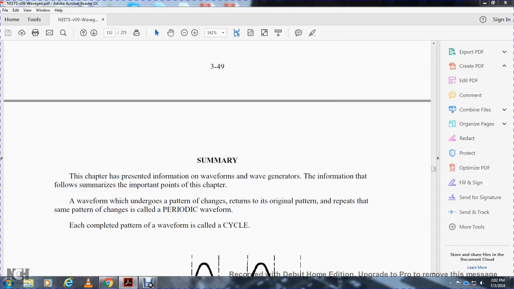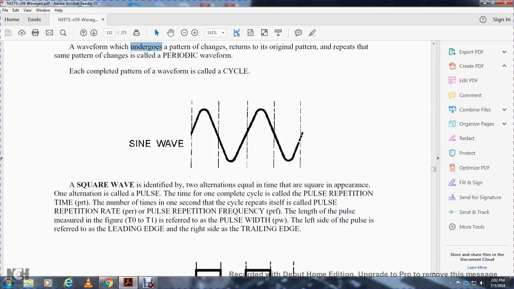Okay, Chapter 3 Summary. The summary is presented with the information waveform generated from the important parts of the chapter. Waveforms that undergo a pattern change and return to the original position, with the original pattern repeating, are called periodic waveforms. Each completed pattern of the waveform is a cycle. The sine wave and the square wave are shown, and the square wave is identified by two alterations equal in time, with the appearance of one alteration called the pulse.